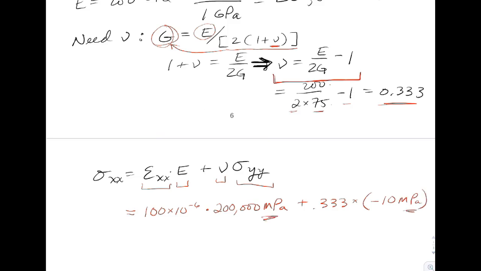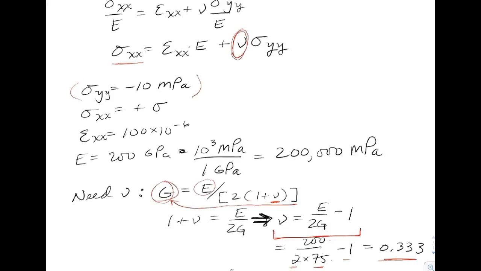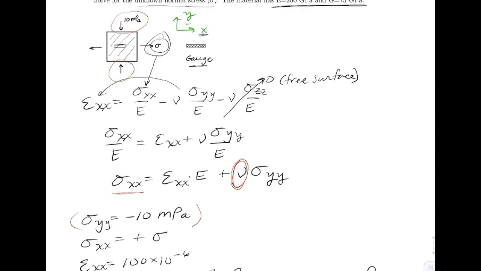So our units are consistent. Go ahead and multiply all that out, and we would end up finding that sigma XX was 6.7 megapascals. So it's in the direction drawn if we go back up here. So that would mean that our actual state of stress looks like 10, 16.7.